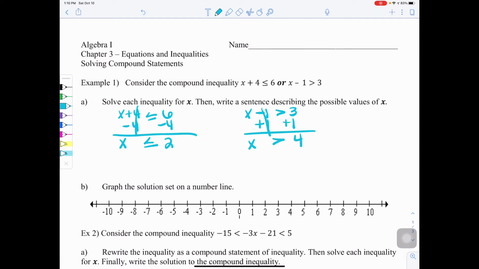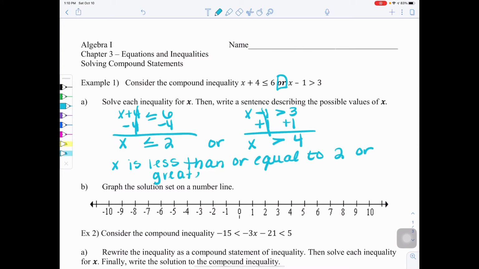Now remember, this was an or statement. So in the middle here, we would have or, one or the other. So the way I would write this in words is x is less than or equal to 2, or we have greater than 4.